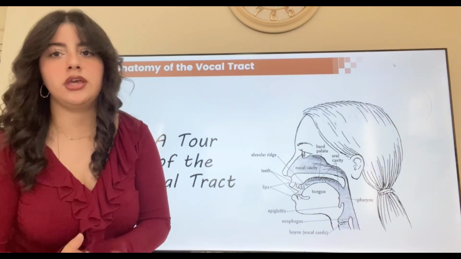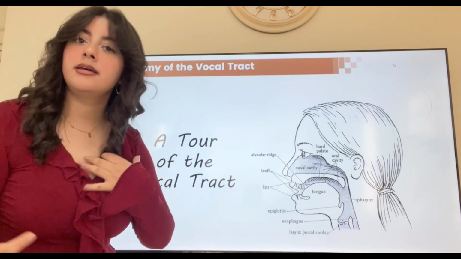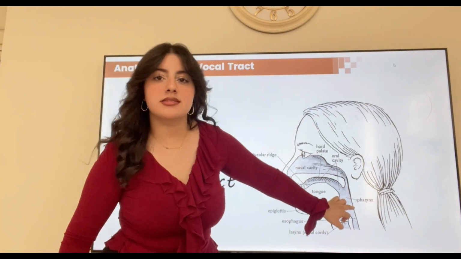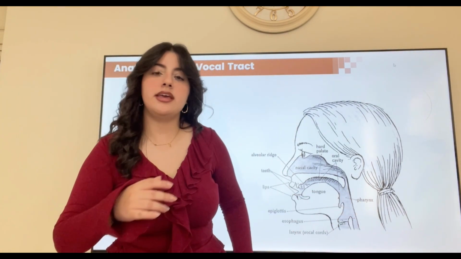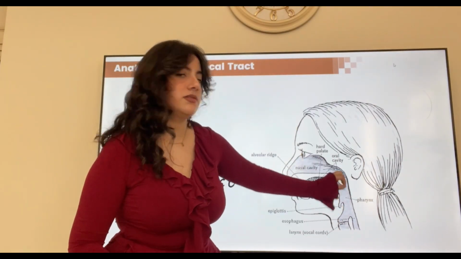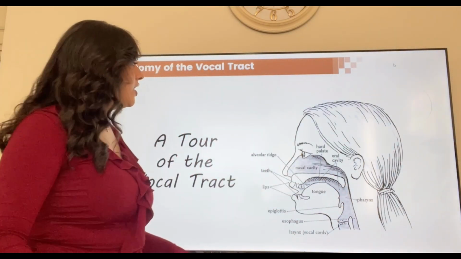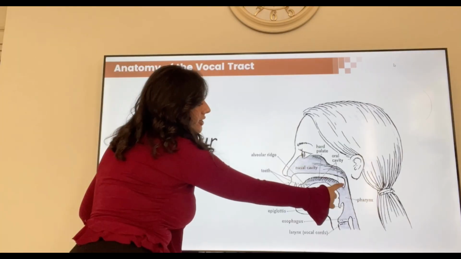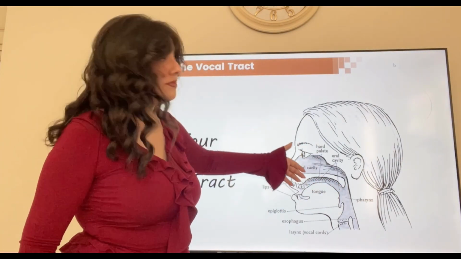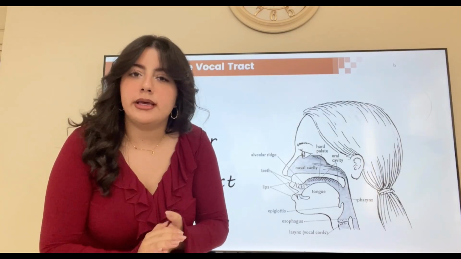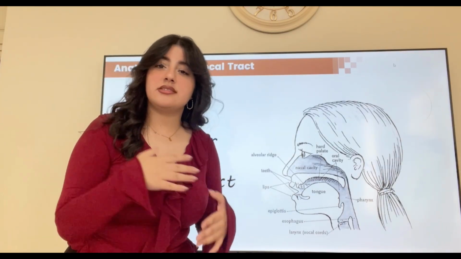In Turkish, we call it gırtlak. And then we have pharynx. This is the tubular part of the throat located above the larynx, so this is on top of it. And then we have here oral cavities and nasal cavities. These areas, along with the tongue and lips, act as filters to create specific sounds.